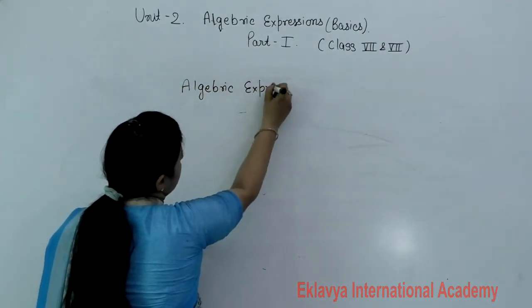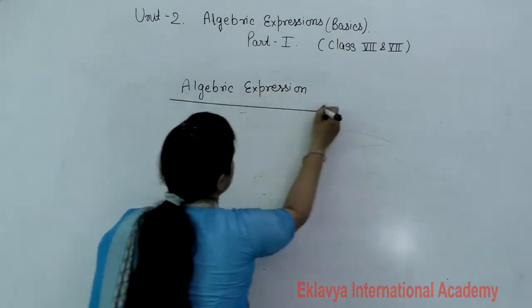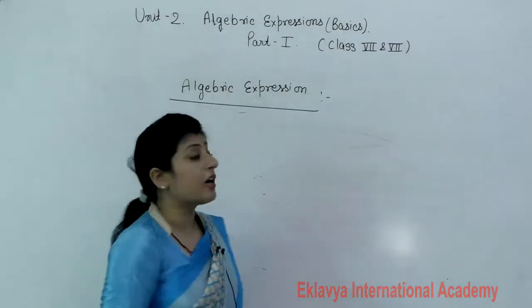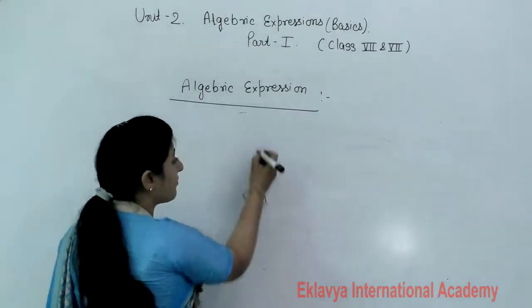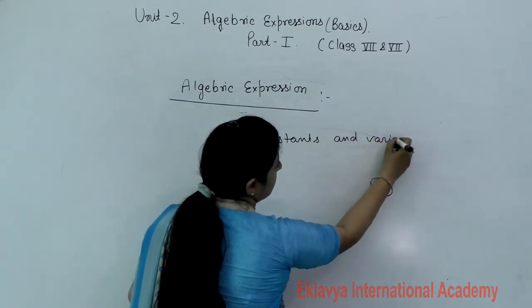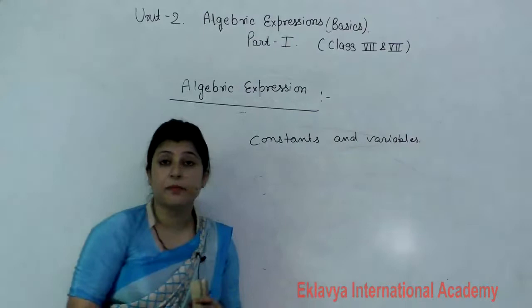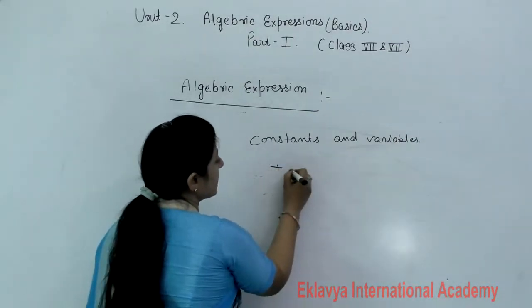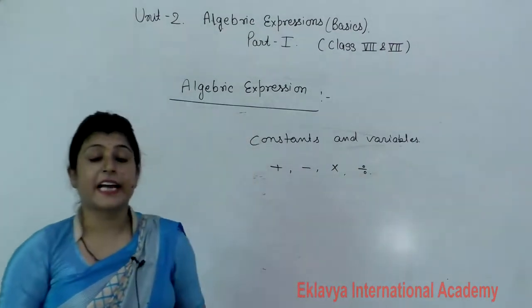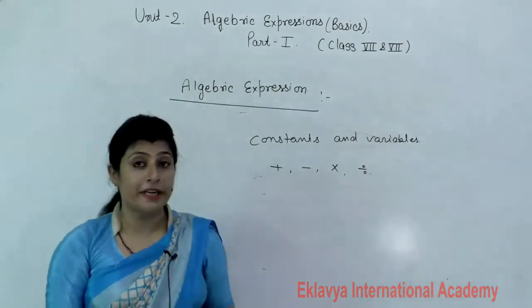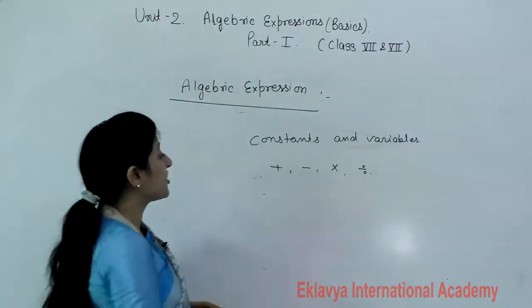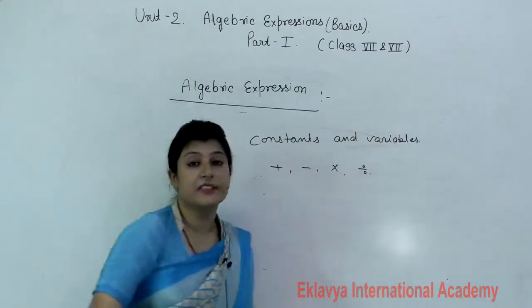Our first question is, what is an algebraic expression? An algebraic expression is a combination of constants and variables, connected by some mathematical operation. We can say plus, minus, multiplication, division. That is, an algebraic expression is a combination of constants and variables connected by the mathematical operations plus, minus, multiplication, division.